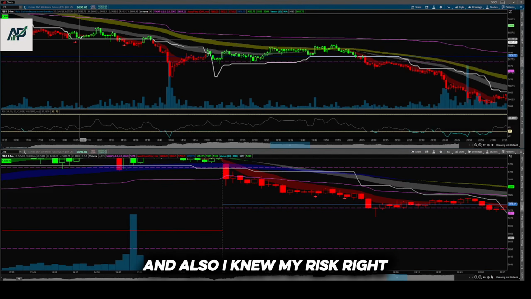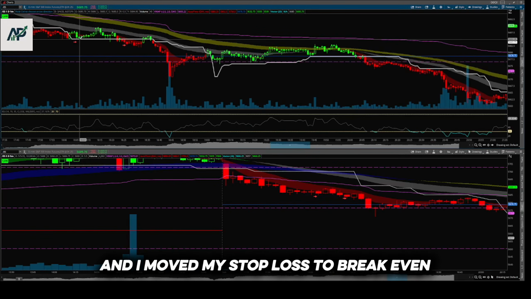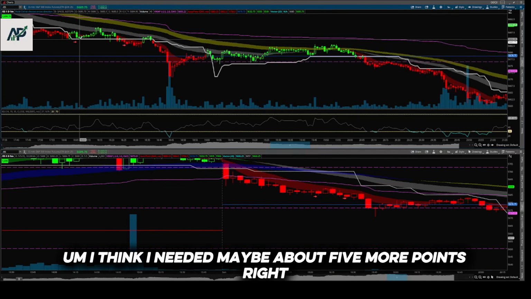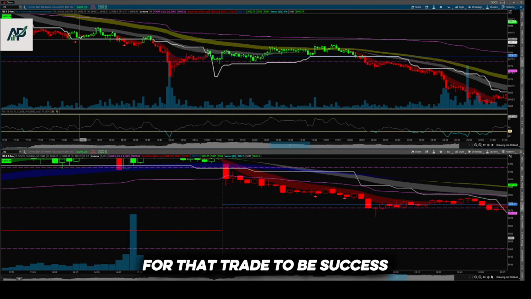And also I knew my risk, right? I was willing to lose 3. At that point where I took the entry, I did get that initial reaction, right? And I moved my stop loss to break even. I think I needed maybe about 5 more points for that trade to be a success, and then it moved back down and stopped me out.